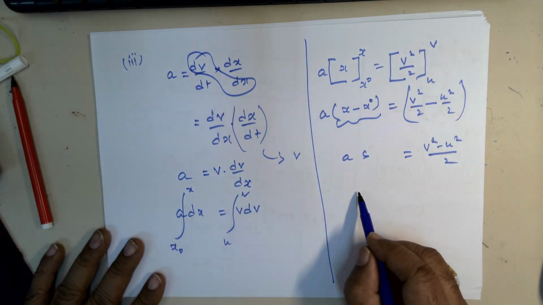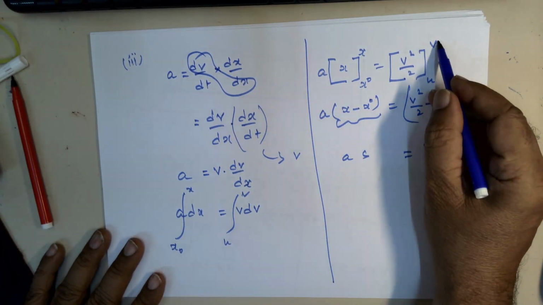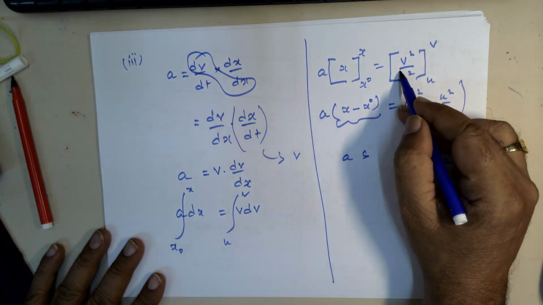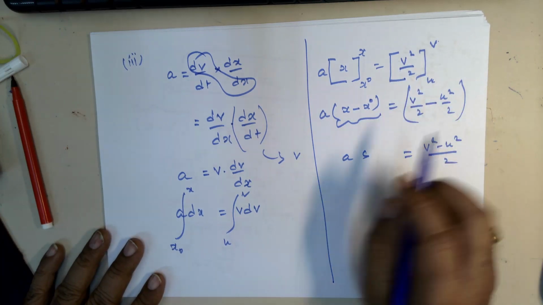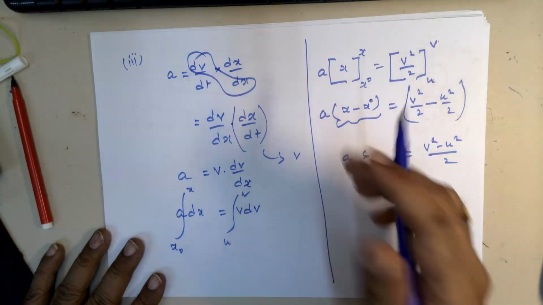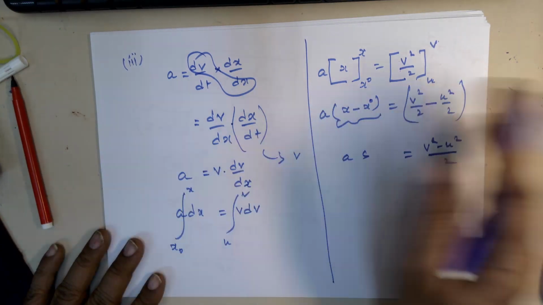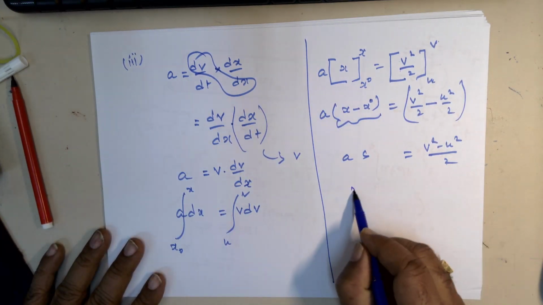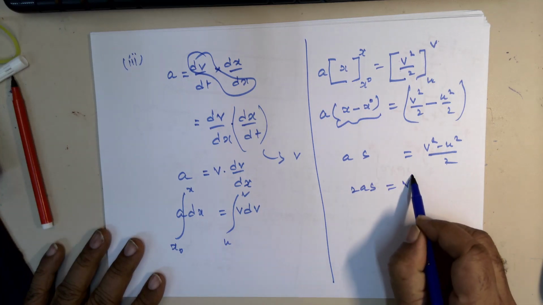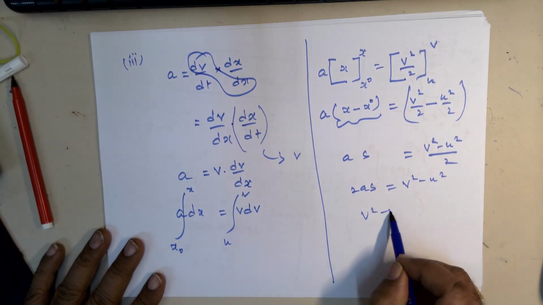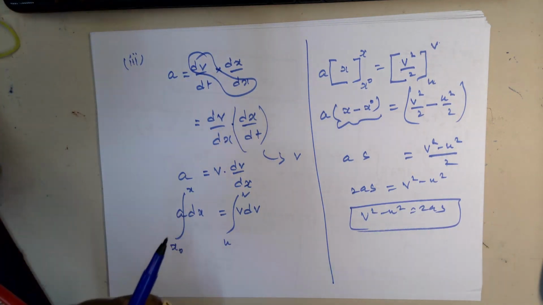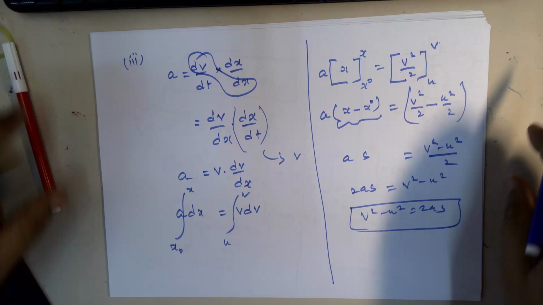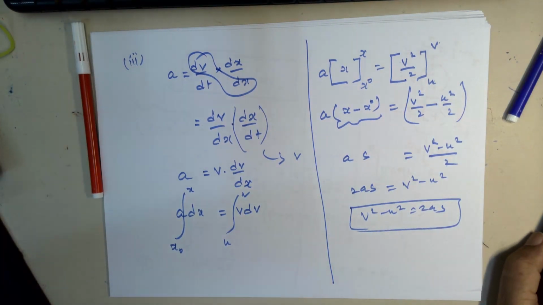You have got the final minus initial. So you have to substitute the final value of v and the initial value of u, and then it will be subtracted. So this becomes 2as is equal to v squared minus u squared. So it means v squared minus u squared is equal to 2as. Likewise, we can make use of the calculus method for deriving these kinematic equations. Okay.